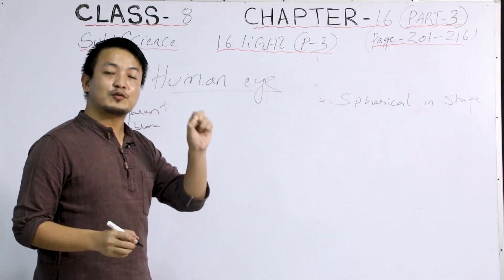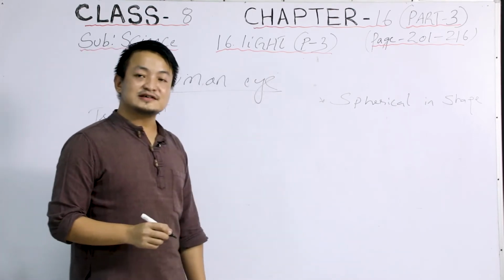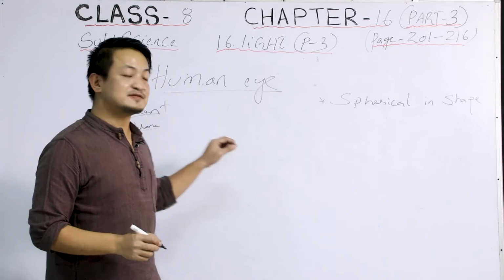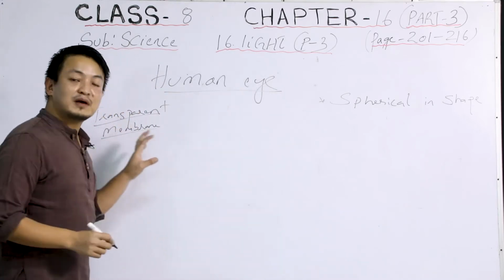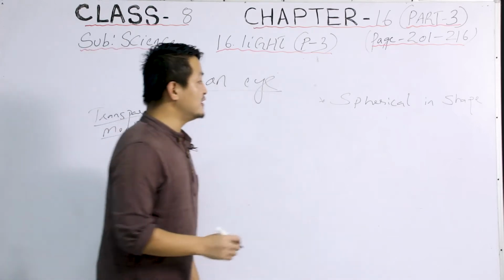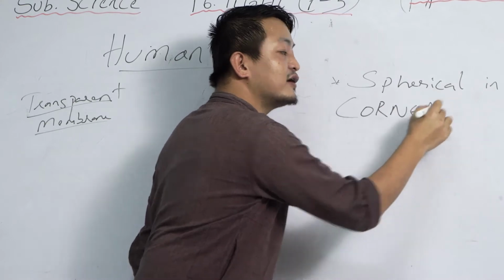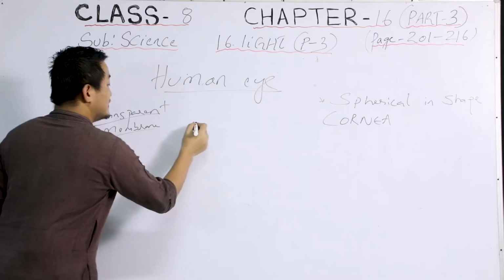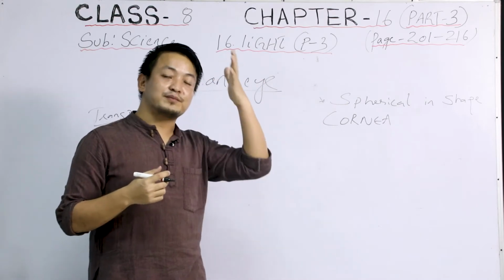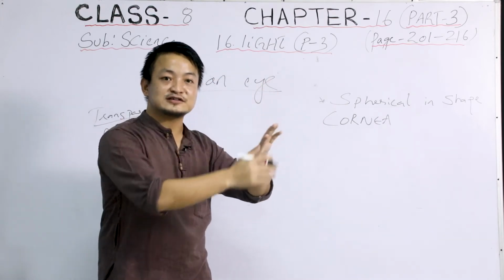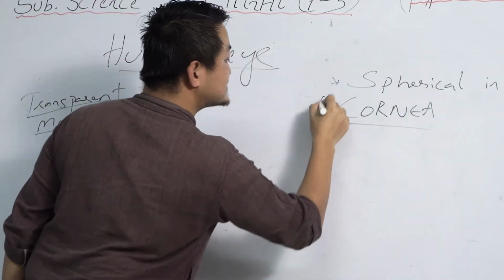It protects our eye, but the most important thing is that the bending of light takes place because of this transparent membrane. The name of this transparent membrane is cornea, C-O-R-N-E-A. If you look in the mirror, you will see the transparent part. Your eye is covered with a transparent thing, and that is known as the cornea. So this is the first one.